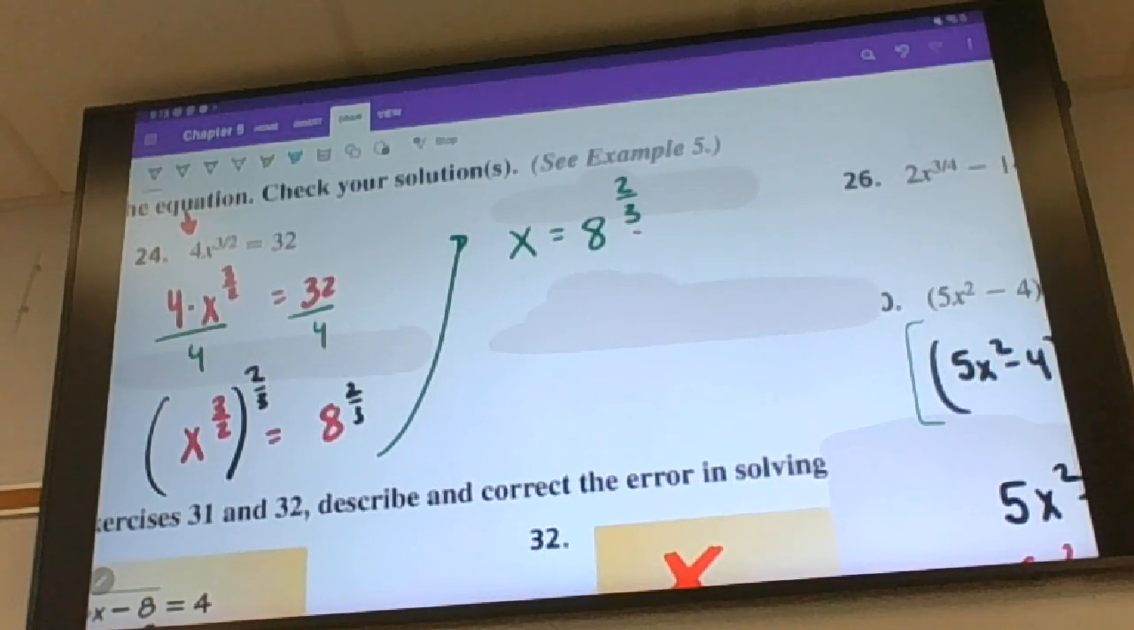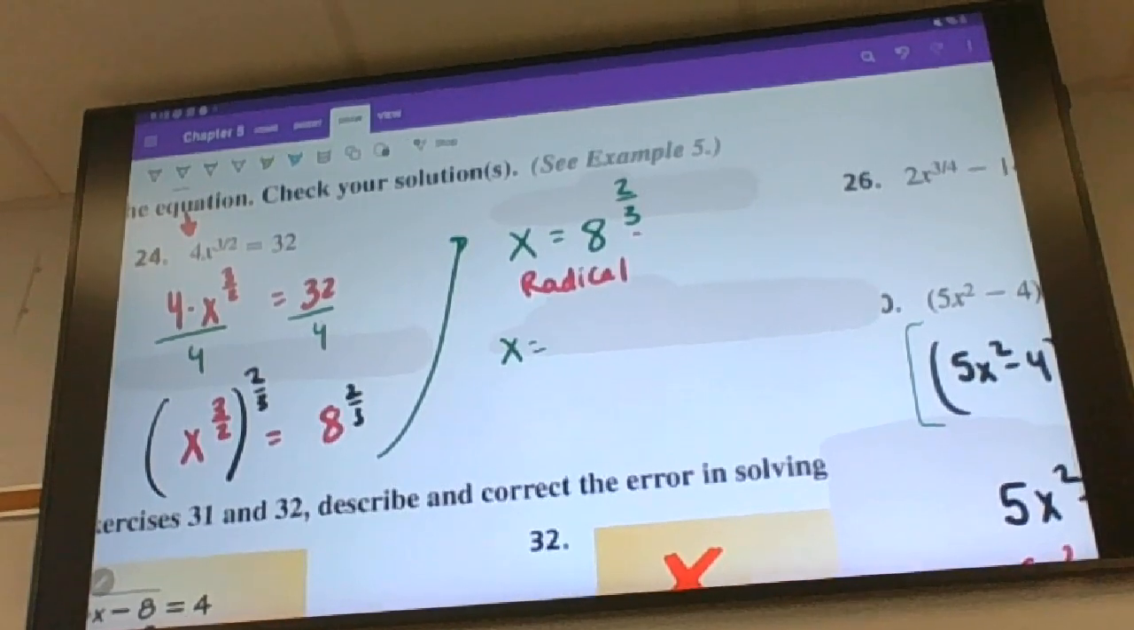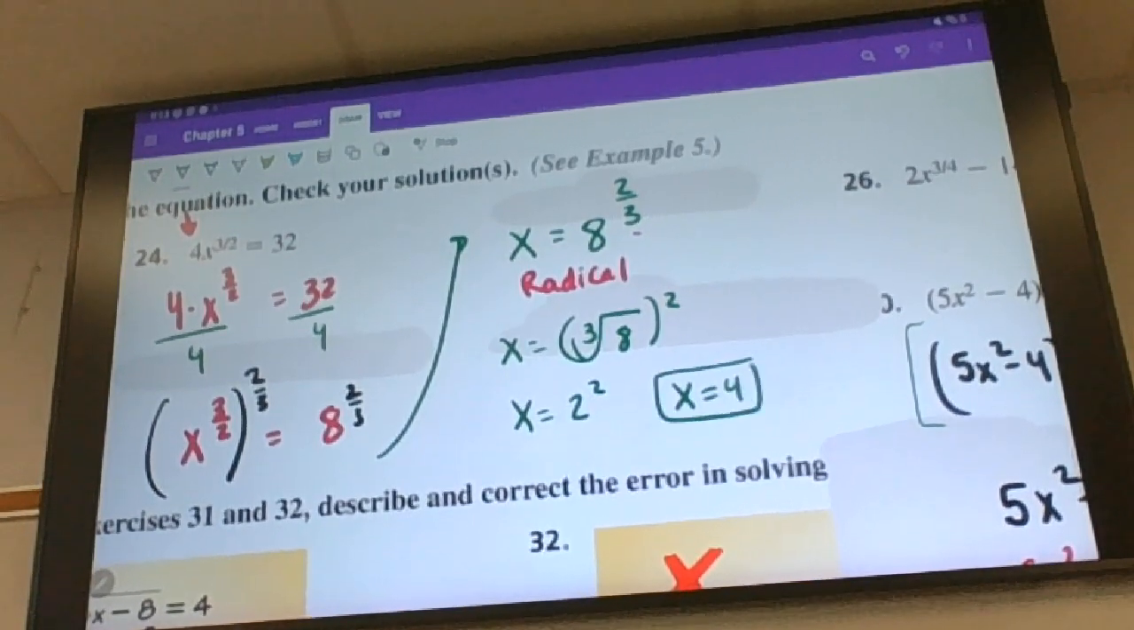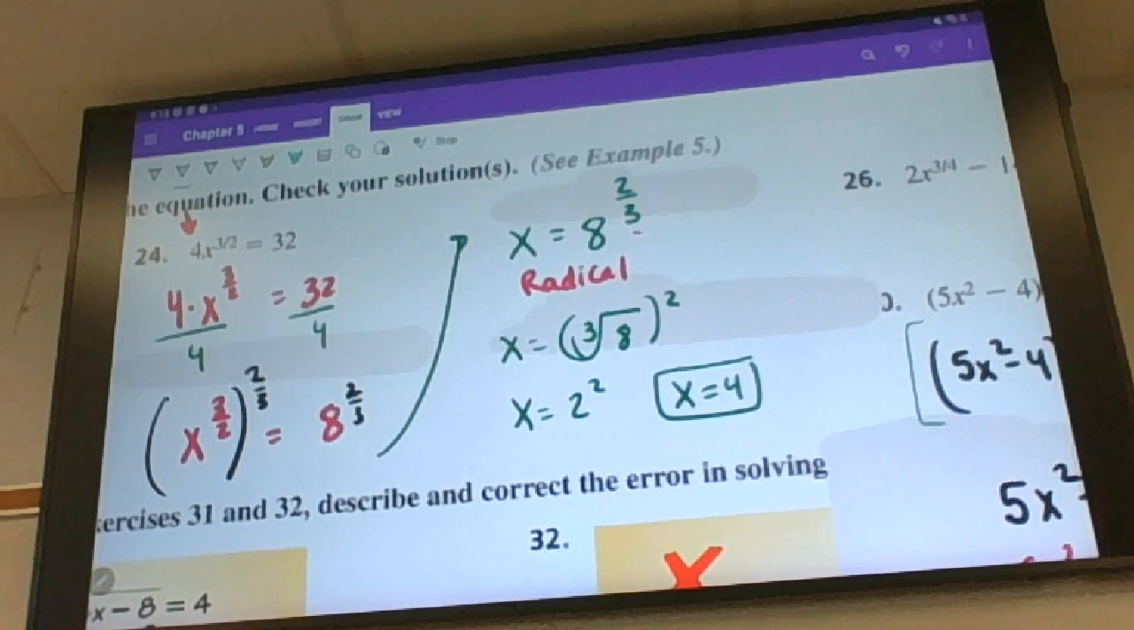Got it. But look, I'm going to put it as a radical and go even further. Cube root of 8 squared. 2 squared. Positive 2? I think you can. It's in the book. But I'll check it. It's a fourth root, isn't it? It's a fourth root. Look at check. I'm glad you checked it.